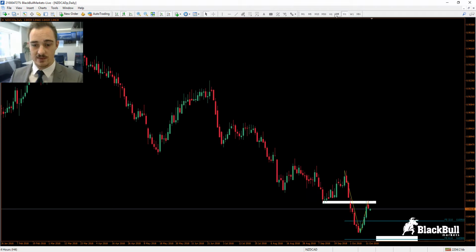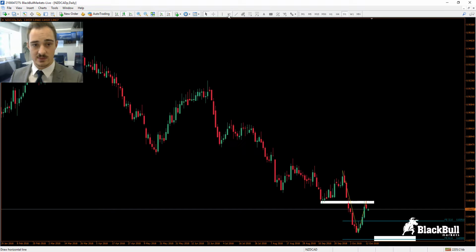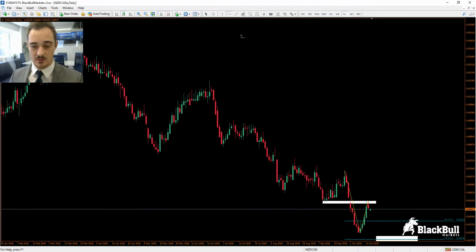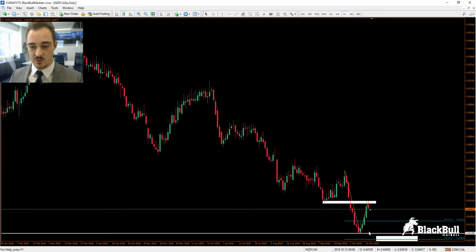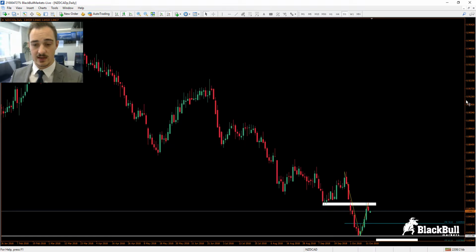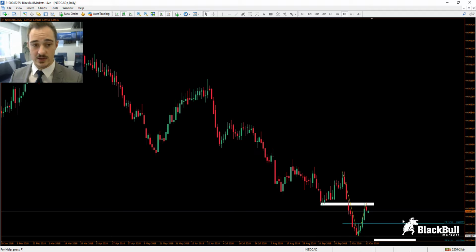So hopefully we can see further continuation to the downside. If it does move further down, we can also see potential support area at that previous low, which is around about 0.83. So that could be a key level to look out for potential reversal in this long-term downtrend. But that is it for the video, guys.